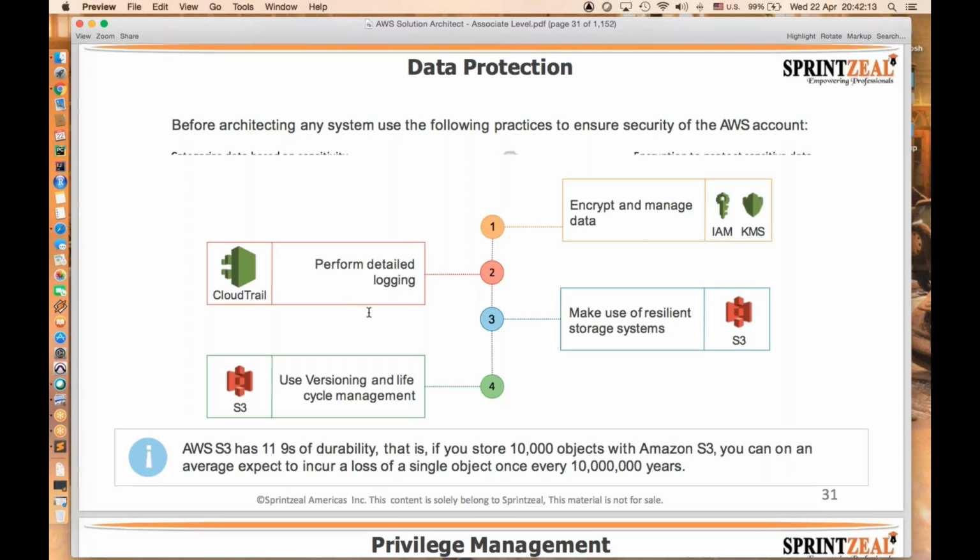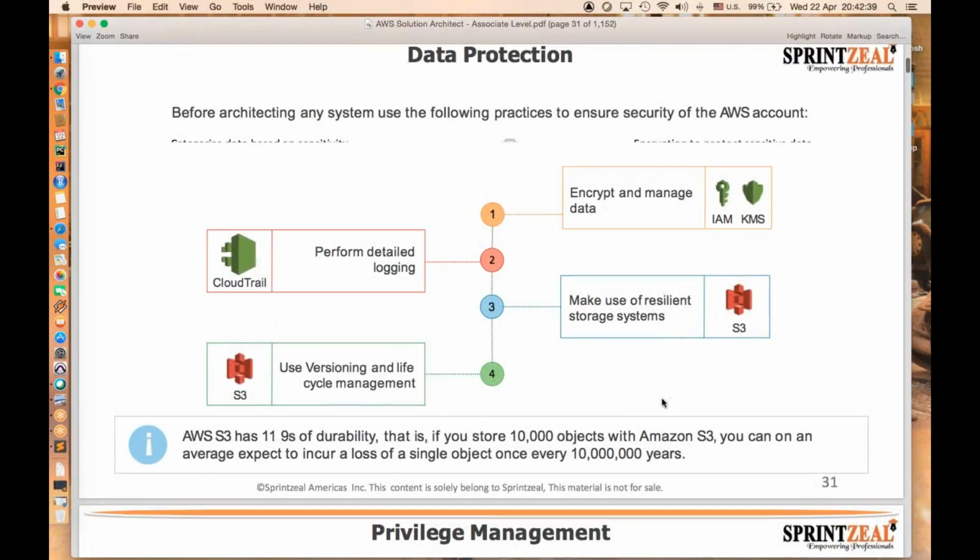Okay, coming to the next layer here, which is taken care of by CloudTrail. What it does is perform detailed logging. So whenever any action is taken in the cloud, all the detailed logging will be captured and stored in CloudTrail. So CloudTrail is responsible for logging of all your services, I mean detailed logging.